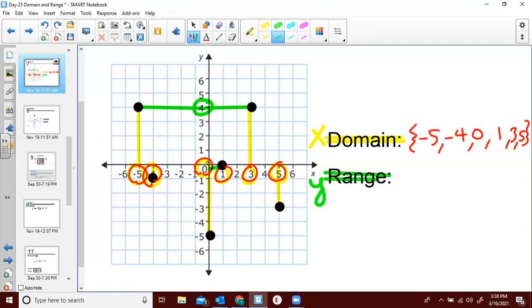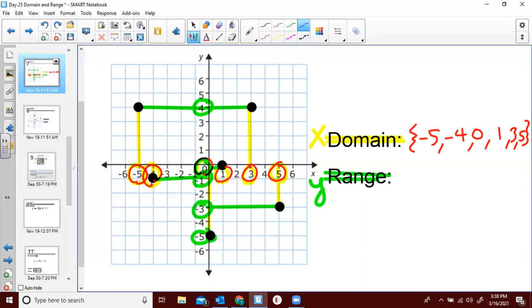This point, again, it's on the x-axis, so it just comes to 0. This point comes to -1, -3, and all you have to do is follow the lines. And this one is on the y-axis, so it is just -5.